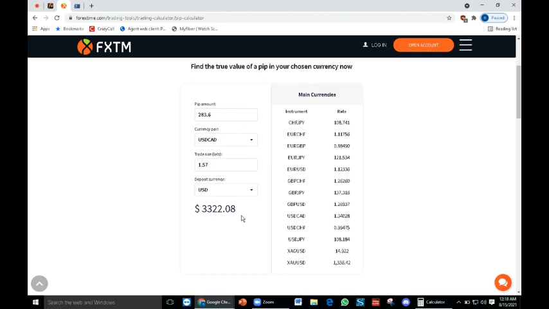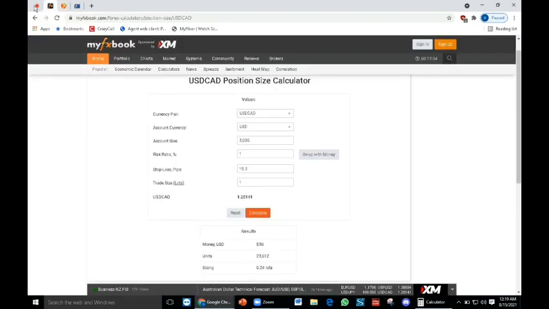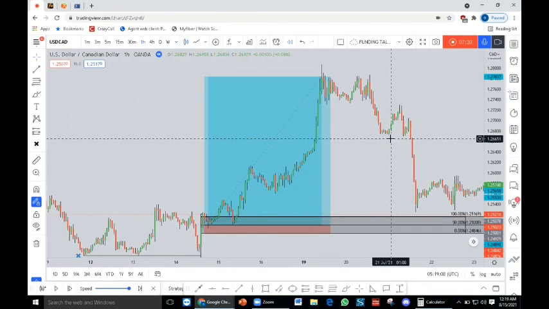So my FX book never fails, guys. I use my FX book to enter every single trade that I take. I never enter a trade without my FX book. If it's not coming up, I'm not entering the trade. And that's just it. Right? So I highly recommend using my FX book as well as the FXTM pip calculator to manage your risk, guys.